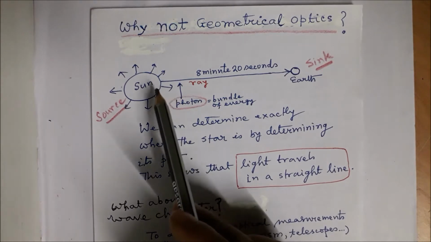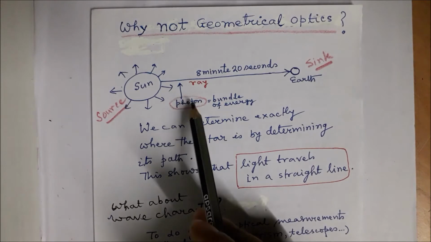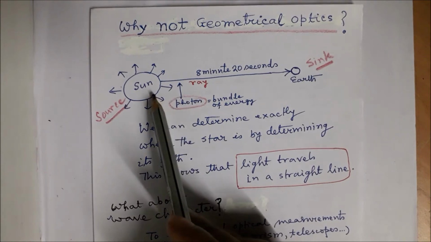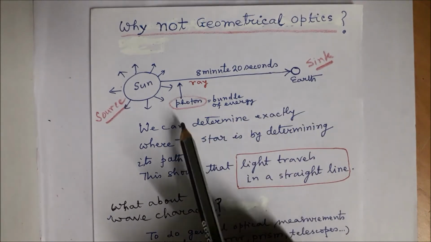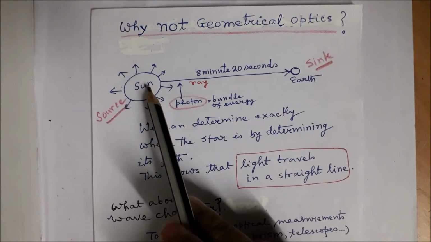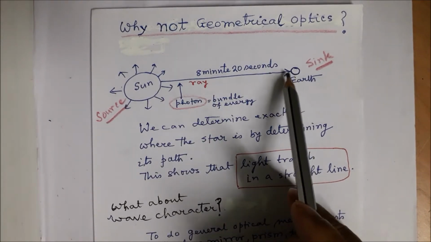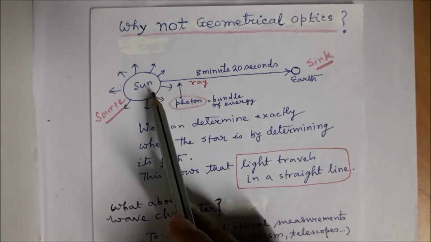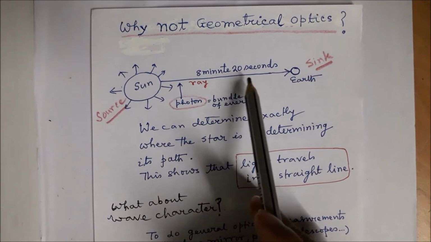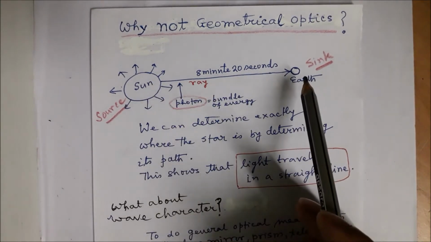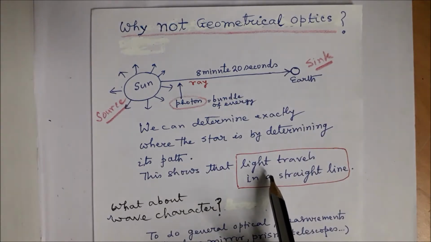Now light moves from sun to earth as a ray, or what we call photon, which is a bundle of energy as emitted by light. Now we can determine exactly the location of the star just by following the path of light. In other words, just by moving along a straight line which we suppose light has followed in its journey from sun to earth. So this shows that light travels in a straight line.